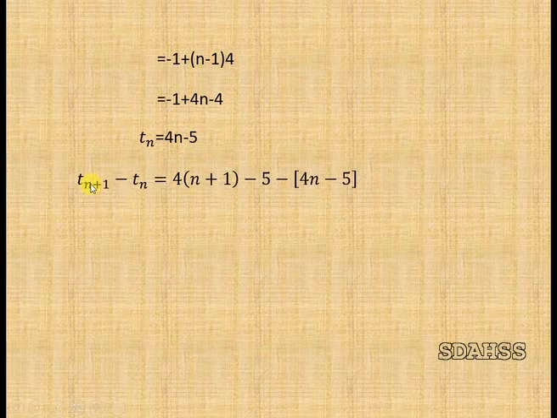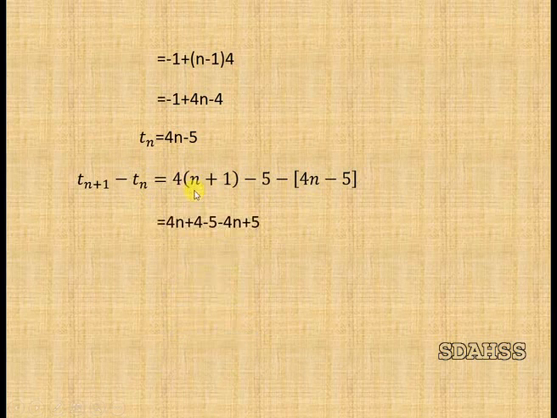Then we want to find Tn plus 1 minus Tn. Tn plus 1 minus Tn, which is equal to, in the place of n you have to replace n plus 1. So you have 4 into n plus 1 minus 5 minus Tn, its value is 4n minus 5. Multiply the 4 inside the bracket. So 4n plus 4 minus 5.